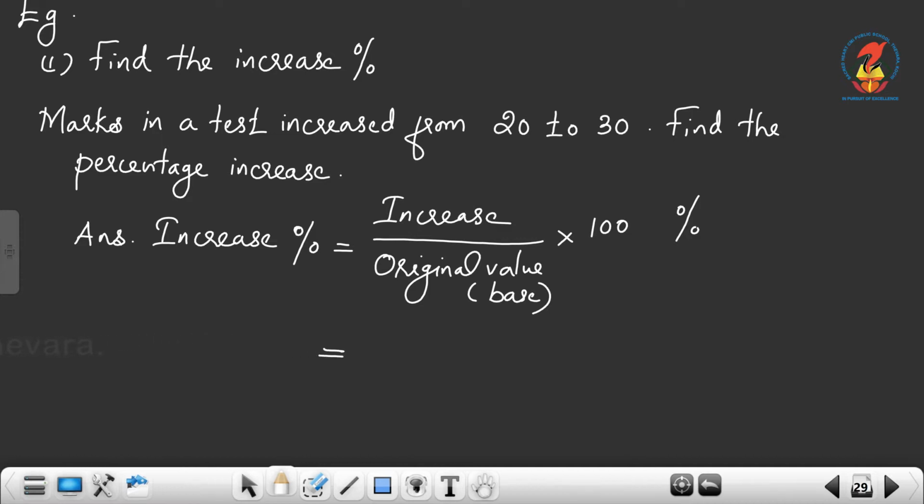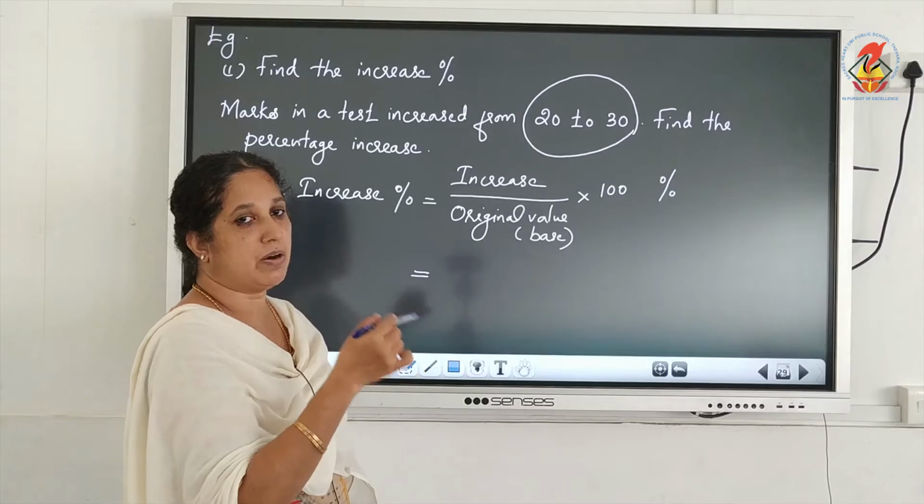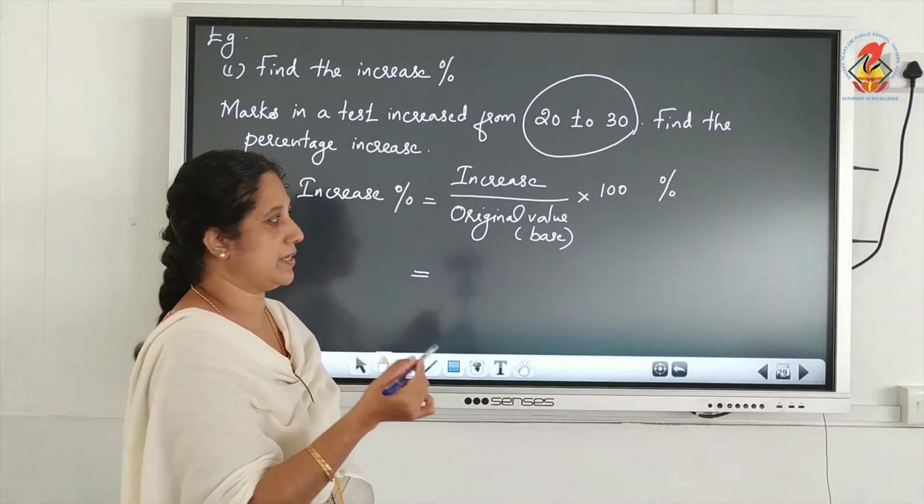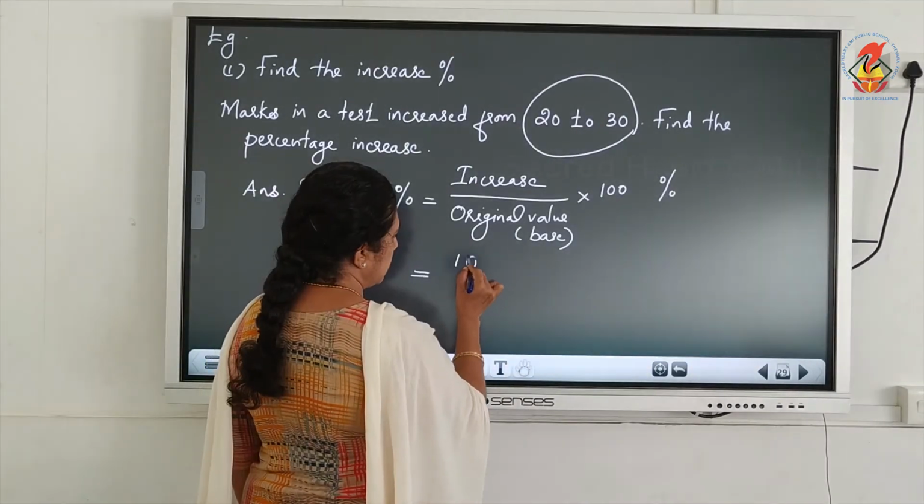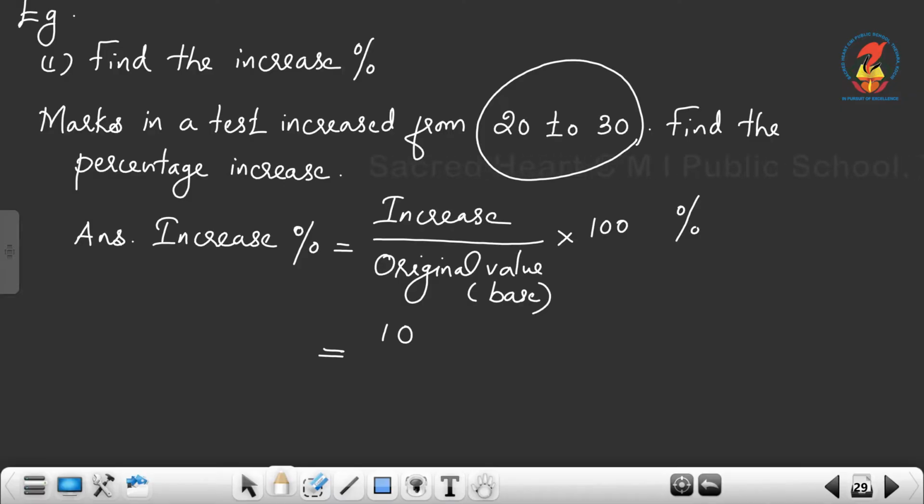Now, to find the increase percent, the marks increased from 20 to 30. So, there is an increment of how many marks? 10 marks. There is an increase of 10 marks, 30 minus 20, which is equal to 10. 10 divided by original value. Original value means the one from which the increment has occurred. Initially the mark is 20, the change occurred from 20, and the new mark is 30. So, 20 is the base.